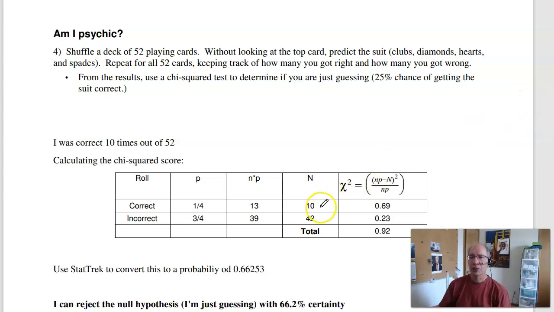I was correct 10 times, incorrect 42 times. The expected number is 13 and 39. There are 4 suits. I've got a 1 in 4 chance of being right, 3/4 chance of being wrong. Calculate the chi-squared value. The difference squared divided by 13, difference squared divided by 39, add them all up, get 0.92.